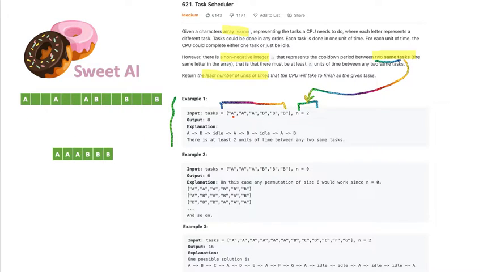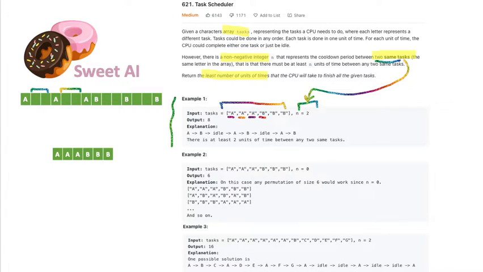The CPU starts from the first task, which is task A. It does task A, and it goes for the second task. The second task is the same as the previous task, so the CPU is going to have a cooldown period before doing that task. And it goes to the third task, which is similar to the previous one, so it's going to have a cooldown period before doing that.